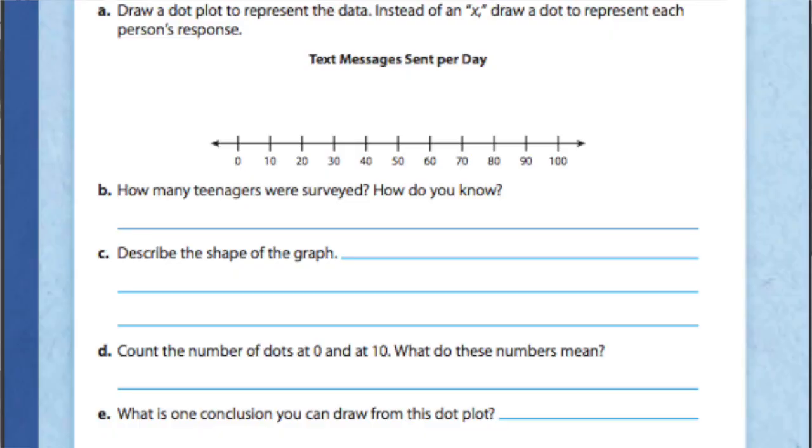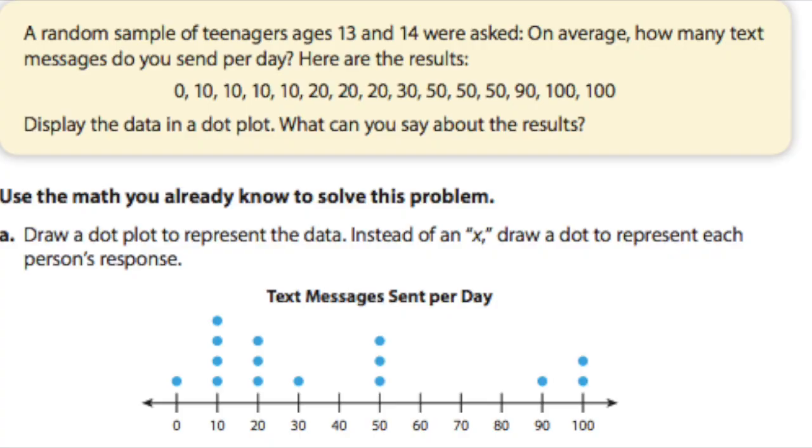So she had a question about letter C on page 308, and it says describe the shape of the graph. So what you should have done first is plot all the dots for the text messages, and that would mean that there's one at 0, that's our lower extreme, and then the upper extreme would be 100. There are 2 dots on 100 if you did it correctly.